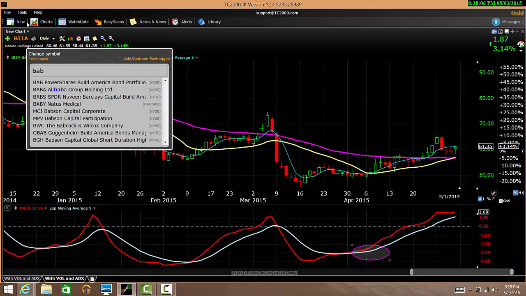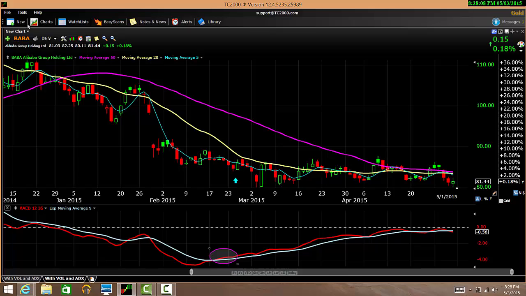And here's a chart of BABA. And then same deal here. You get a crossover here below the zero line, and it just kind of staggers along. It just doesn't really do anything.